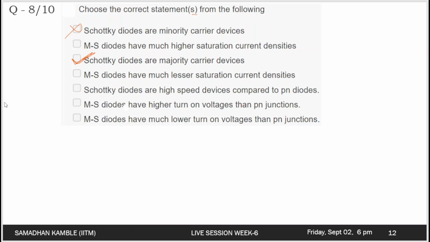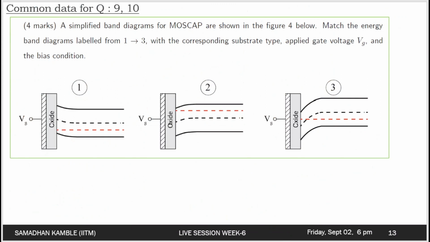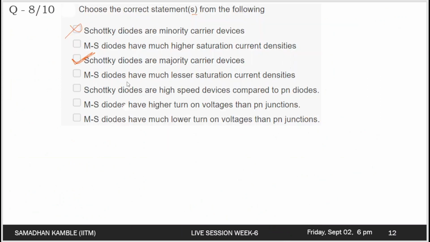We just saw in the previous problem the saturation current densities for the Schottky diode and for the PN junction diode. If you compare these two, you can see that the reverse saturation current density for the Schottky diode is orders of magnitude higher than the PN junction diode. So this is indeed a true statement. Also, Schottky diodes are high-speed devices because of all these parameters as compared to PN junction diodes.